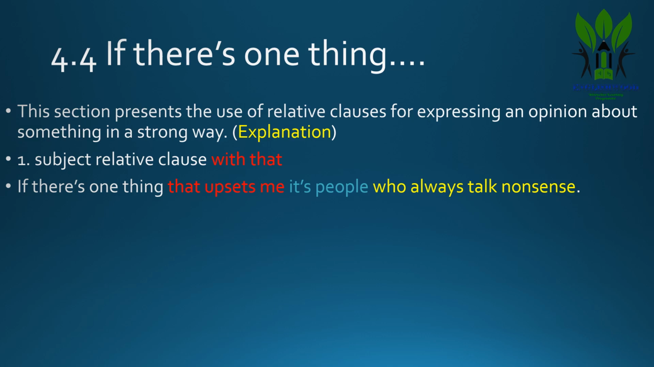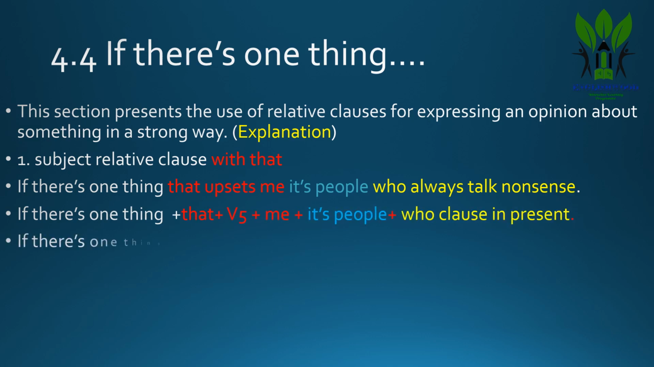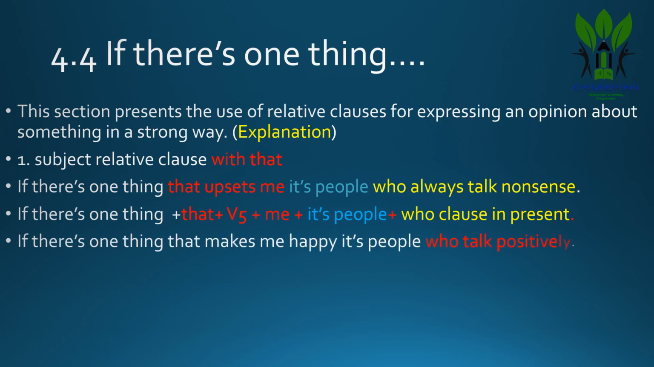So in this way you can express your attitudes, or it's also a kind of reaction, by saying that if there is one thing that upsets me, it's people who always talk nonsense. So structurally you can say: if there is one thing plus that plus verb 5 plus me plus it's people plus who clause in present tense, right? So if there is one thing that makes me happy, it's people who talk positively. This is also the same structure.